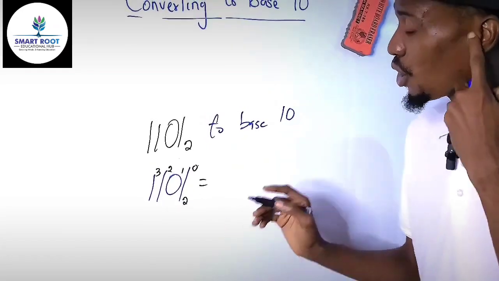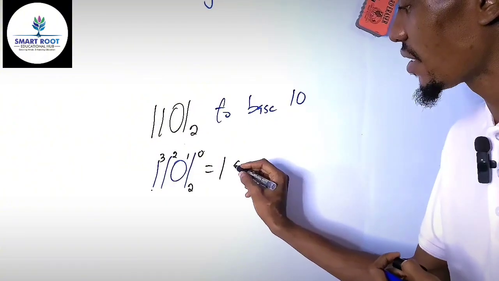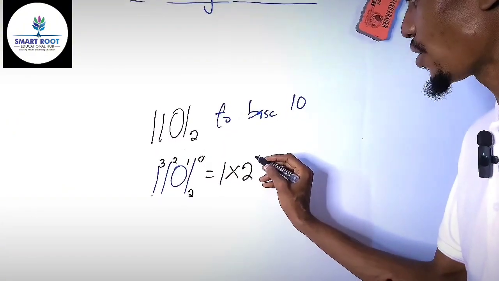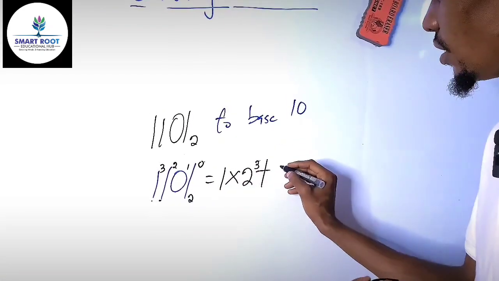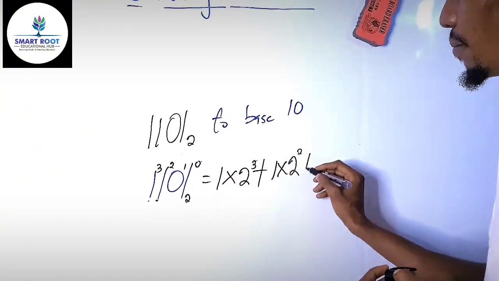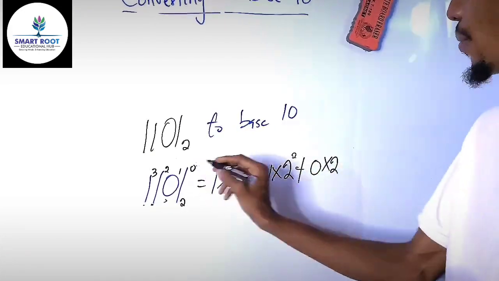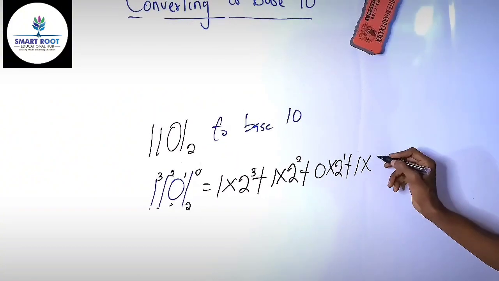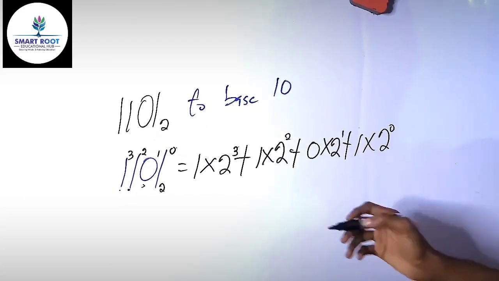So what do we do? We start with the first number, 1 times the base, 2 raised to the power 3, right? We plus the next number, 1 times 2 raised to the power 2, plus the next is 0 times 2 raised to power 1, plus the next is 1 times 2 raised to the power 0. We have done. What do we do next? We add or we solve.